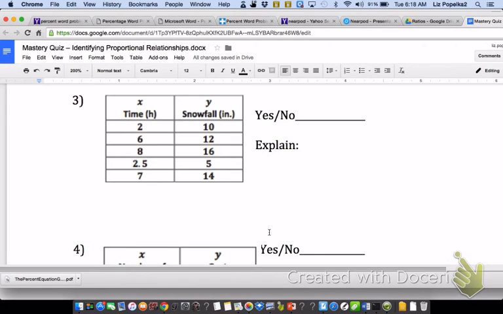For number 3, I would say probably the easiest way is just to look straight across and see how I'm scaling up or down. Although, of course, I could still do constant of proportionality as well. So I'm looking from 2 to 10. I have to multiply 2 times 5 to get 10. Then it's proportional as long as 6 times 5 is 12.